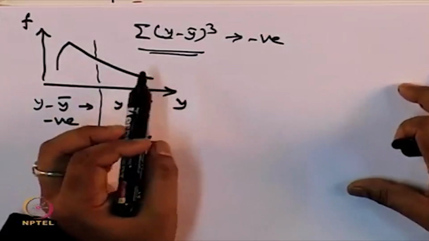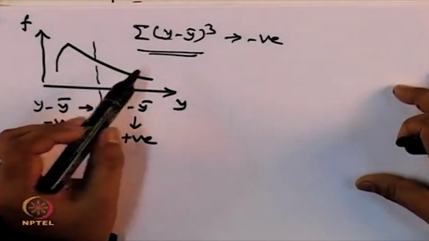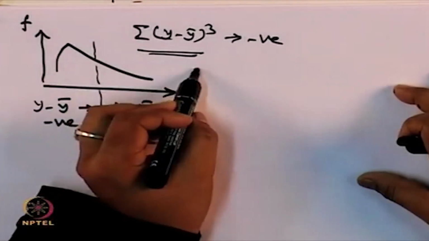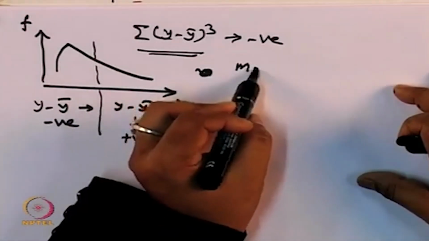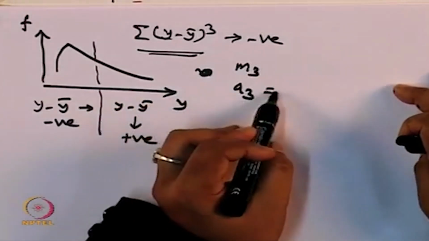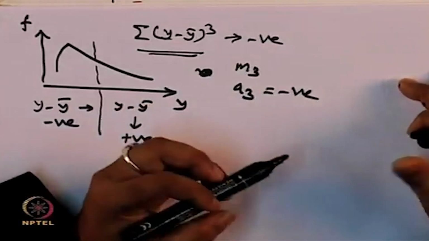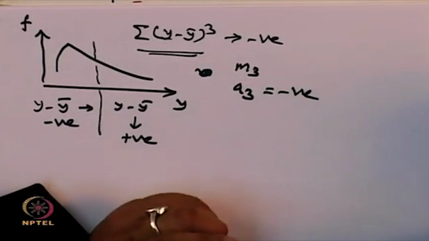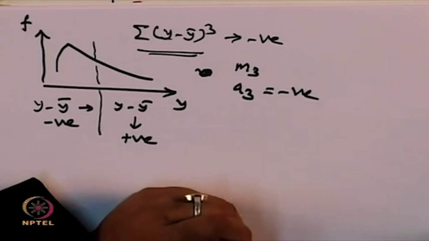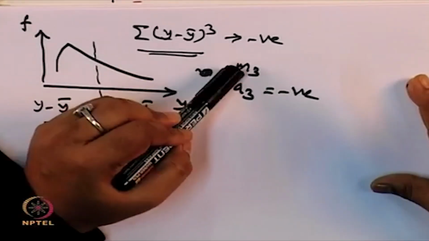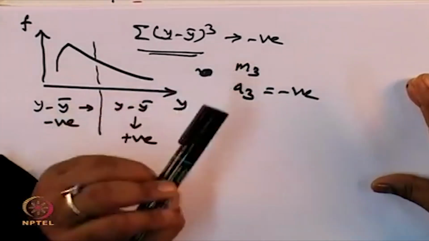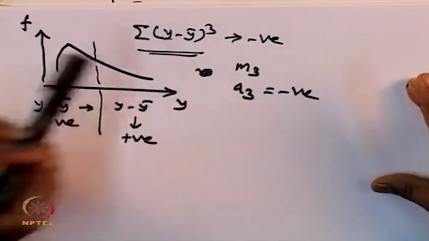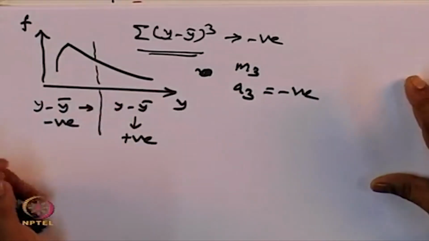So there is a greater chance that in this case, when you calculate m3 or a3, you get a negative value, because m2, m4, m6 are always positive, since they have y minus y bar whole square, whole fourth, whole sixth, which are always positive. So all odd moments for asymmetric distributions may be either negative or positive depending on how the data is biased.